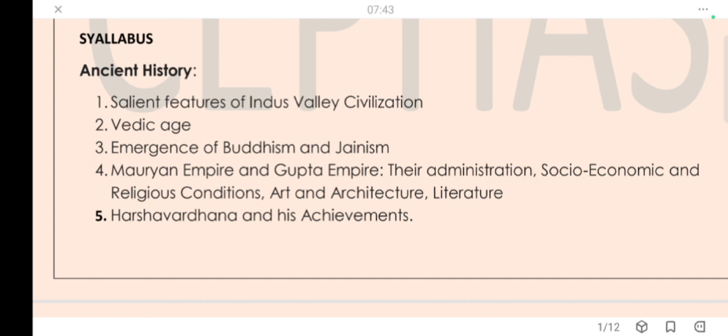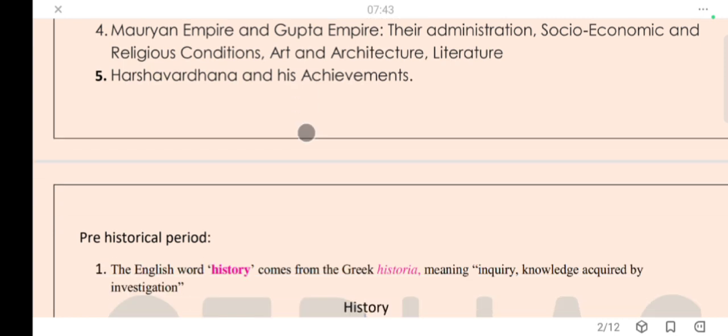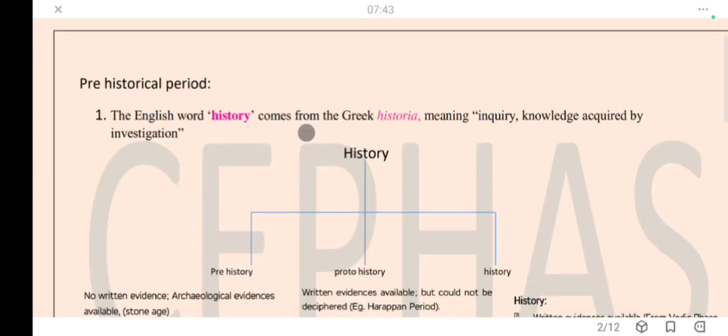Before discussing this topic, I want to discuss the prehistorical period of India. Why? In order to make a connection between the salient features of Indus Valley civilization and the prehistorical period, so that it will be very helpful to remember most of the things. So, prehistorical period. First, we should know what is history.